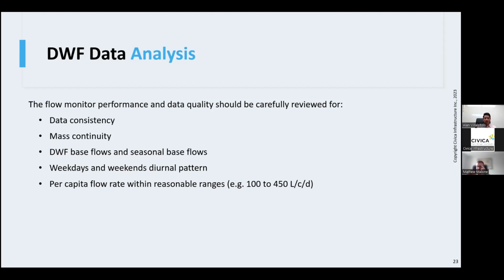So you want to make that distinction when you calibrate the model. And like I say, the per capita flow rate is just a quick way to know if the population is underestimated or overestimated, or if there are some issues with the flow data. Like I said, the range is typically between 100 to 450 liters per capita per day. This is only for dry weather flow. That means you take your flow data and only analyze the data without any rain events.